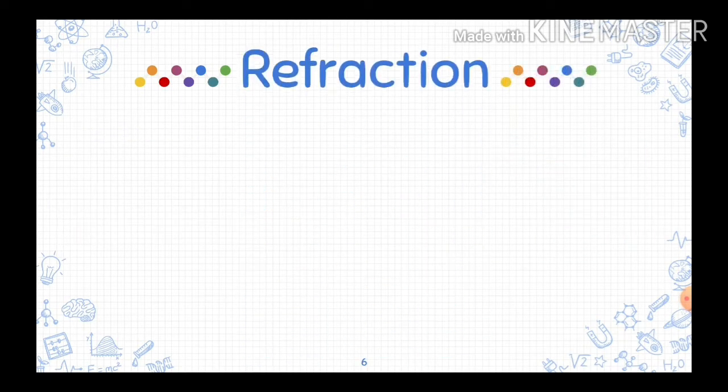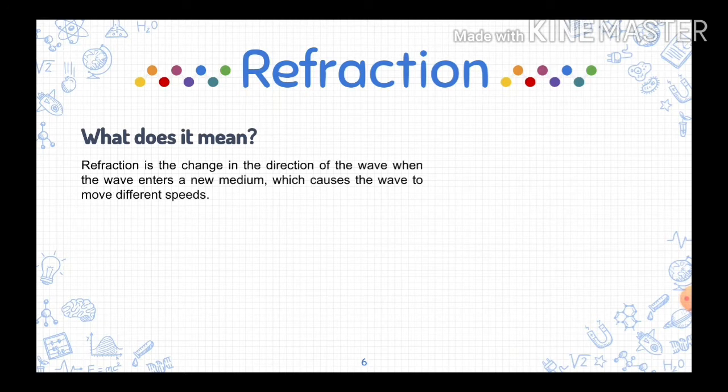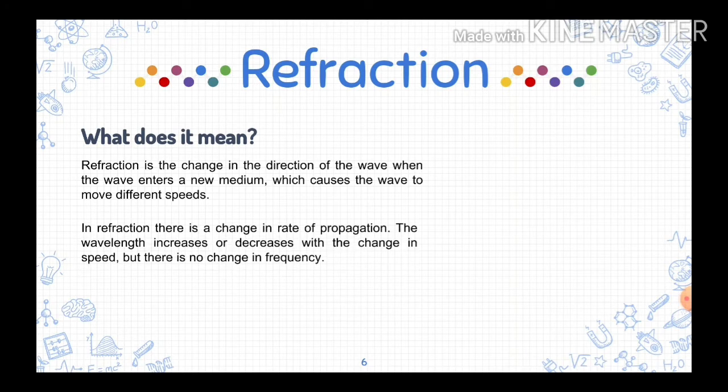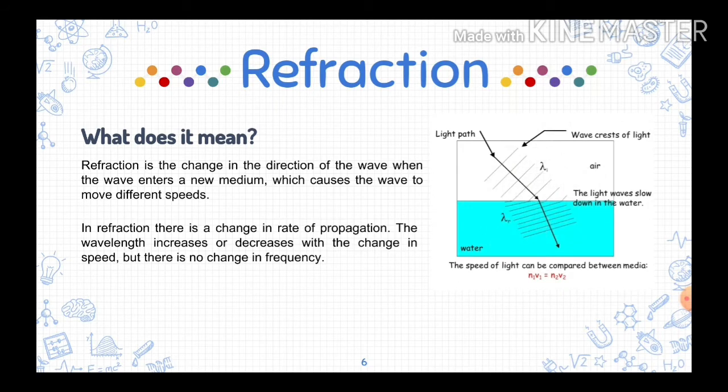Going to refractions, the second behavior. What does it mean? Refraction is the change in the direction of the wave when the wave enters a new medium, which causes the wave to move at a different speed. In refraction, there is a change in the rate of propagation. The wavelength increases or decreases with the change in speed, but there is no change in frequency. You can see the picture.